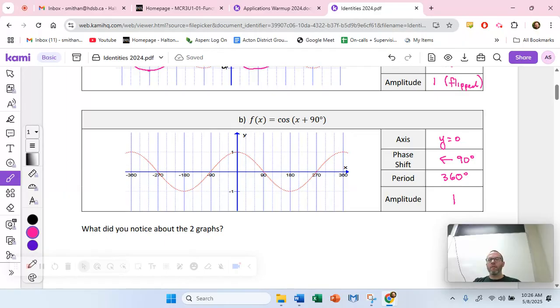The only thing different with B for all the properties is a phase shift left 90. So instead of starting, because it's a cosine function, instead of starting with the maximum at 0, 1, it's going to be shifted left 90. So I'll put a starting point there. Max there and there.